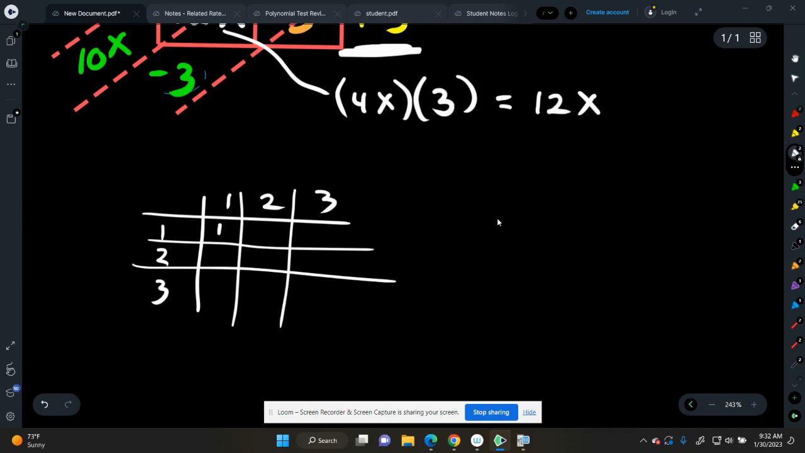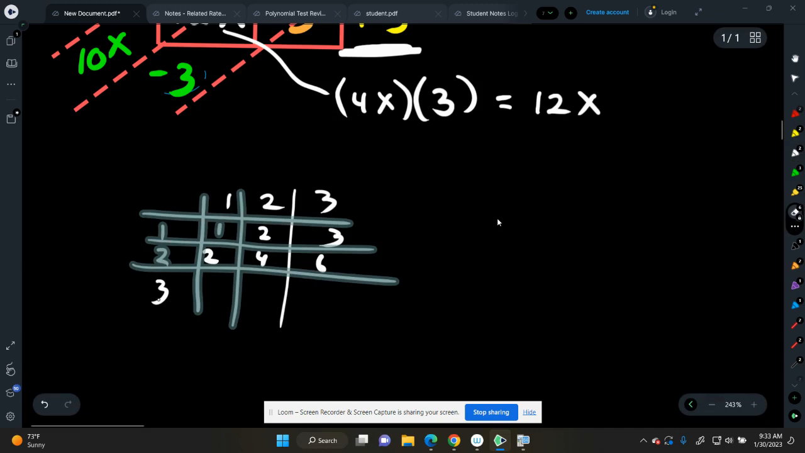1 times 1 is 1. 2 times 1 is 2. 3 times 1 is 3. 1 times 2 is 2. 2 times 2 is 4. 3 times 2 is 6. It's the same thing, the row times the column. Okay? So that's all we're doing. We're just doing the row times the column.